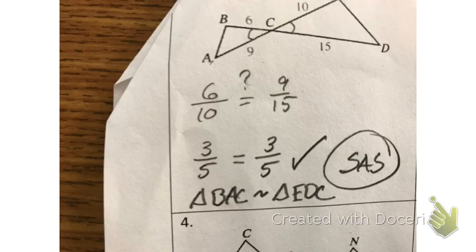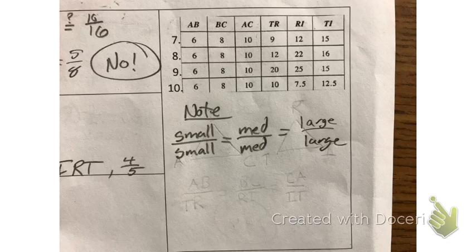So 7, 9, and 10, my similarity statements did not match up with yours. For number 7, I got ABC is similar to RTI. Oh, the actual name of the two triangles that are similar? Yeah. Okay, let's look at number 7 real quick. So one way is to actually use the numbers or draw the pictures.